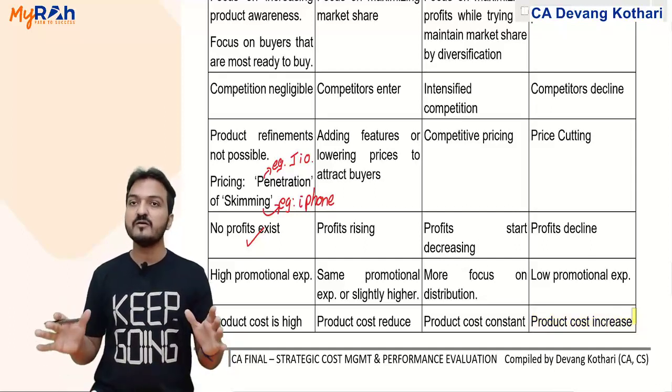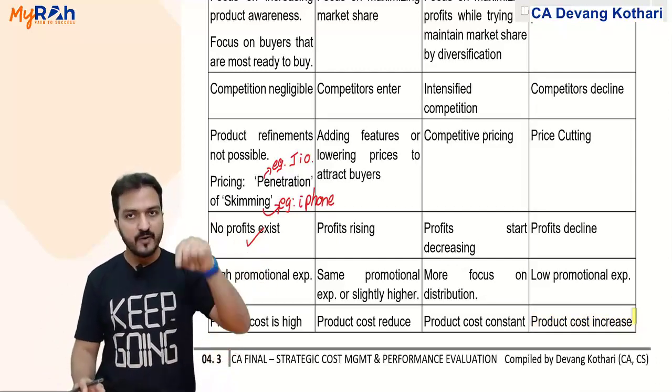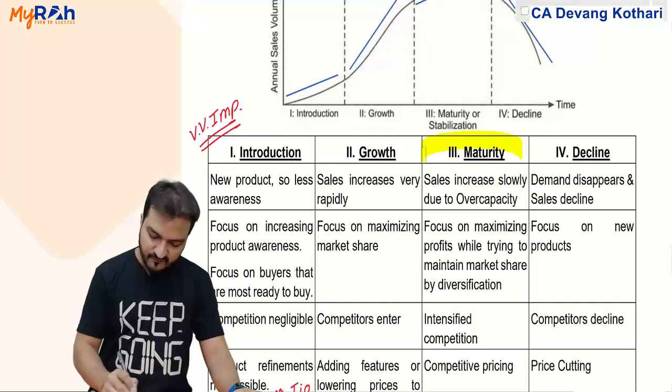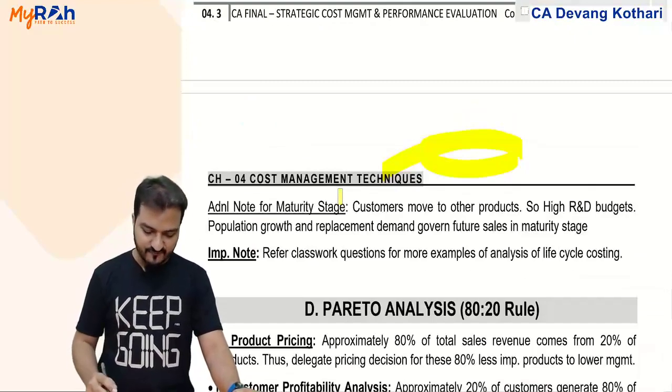Done. Now this table shows me a comparative analysis for all the four stages. Plus additionally, for the maturity stage, I have two important sentences for you. Look.